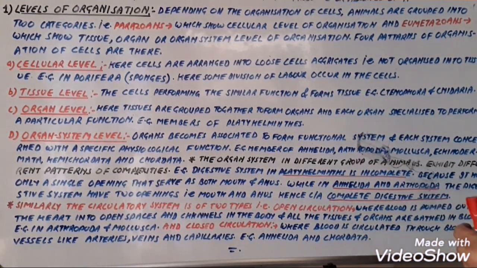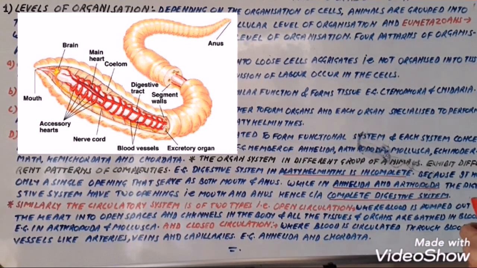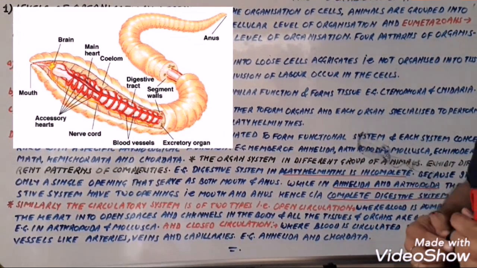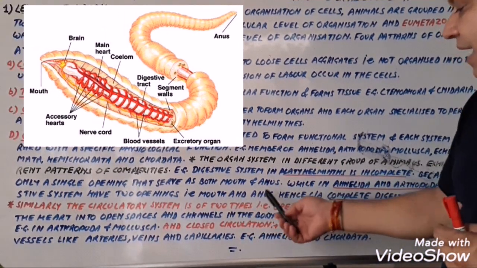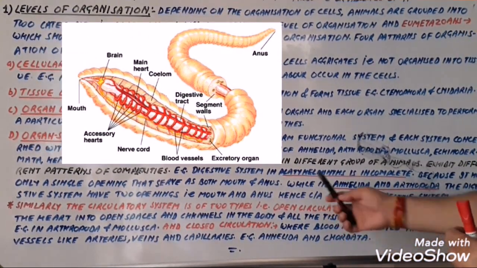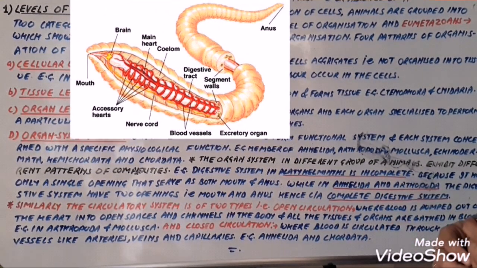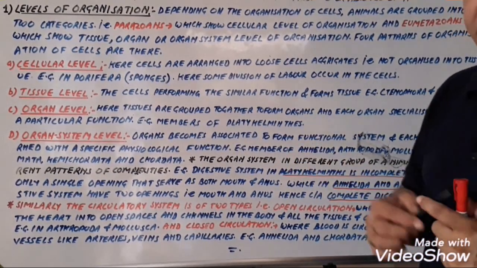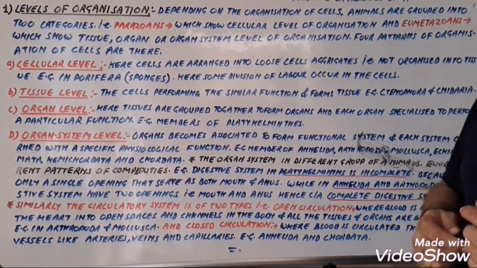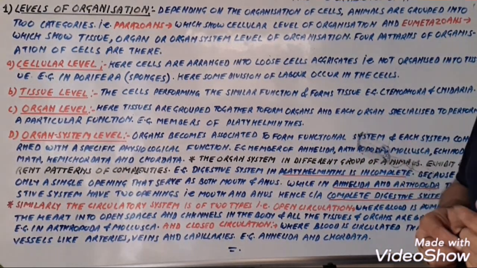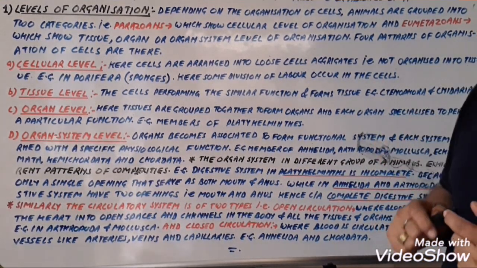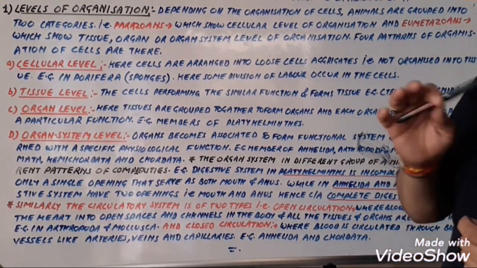While in the case of Annelida and Arthropoda, the digestive system has two openings or two apertures, that is, mouth and anus separately, hence called a complete digestive system. So the complete digestive system consists of two openings, mouth and anus, while in the incomplete digestive system only a single opening or aperture is there, functioning as both mouth and anus.